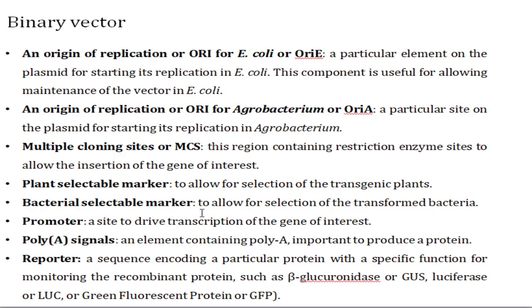Next is: what are the important components of a binary vector? A binary vector consists of an origin of replication for E. coli and an origin of replication for Agrobacterium, so that it acts as a shuttle vector. It also consists of a multiple cloning site, a plant selectable marker and a bacterial selectable marker. In addition to that, it also has a promoter region, reporter region, and poly A signal.